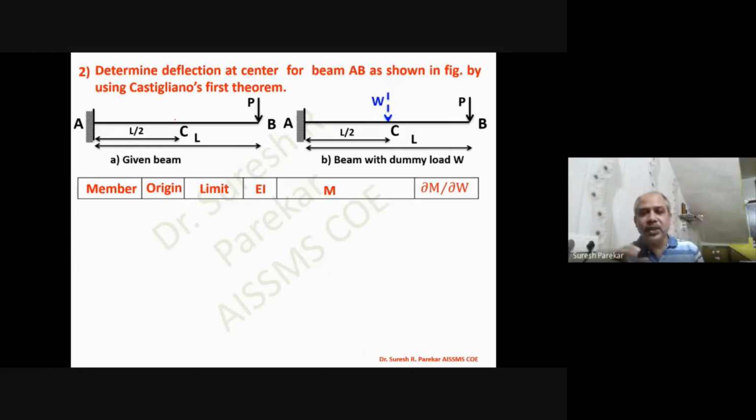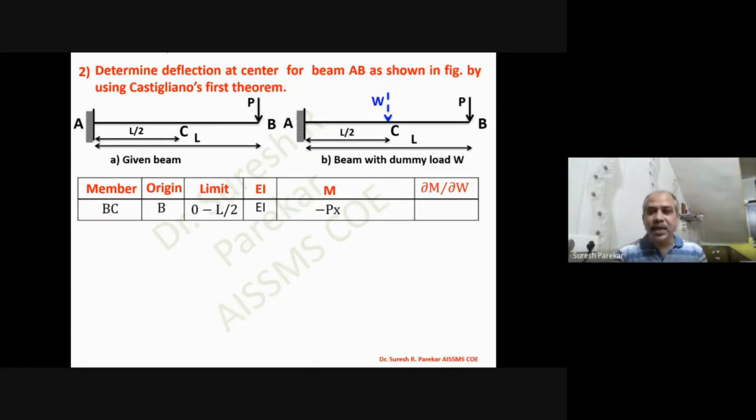Now we are going to get two regions. One is B to C and second C to A. Where my bending moment changes, my region will be different. So first I have B to C, origin is B. Limit we have 0 to L by 2, EI we have EI, M we have minus P into x. We have considered only this region, B to C, and we have the value of x from here. Now if we take derivative with respect to W, then this derivative will be 0.